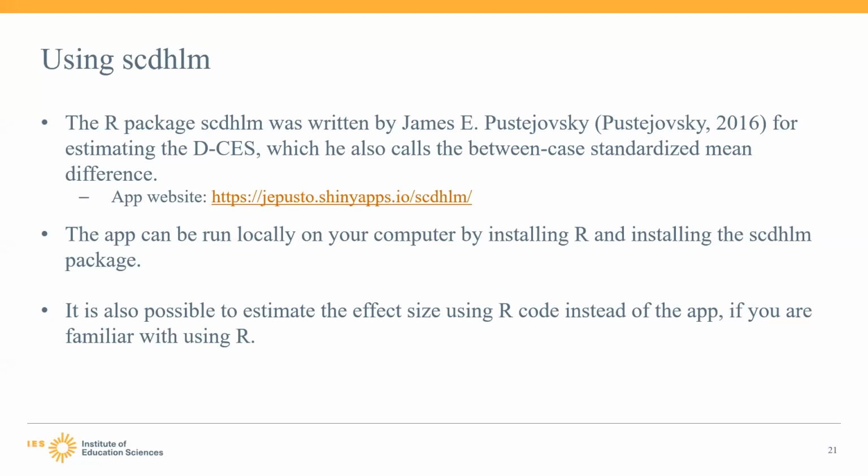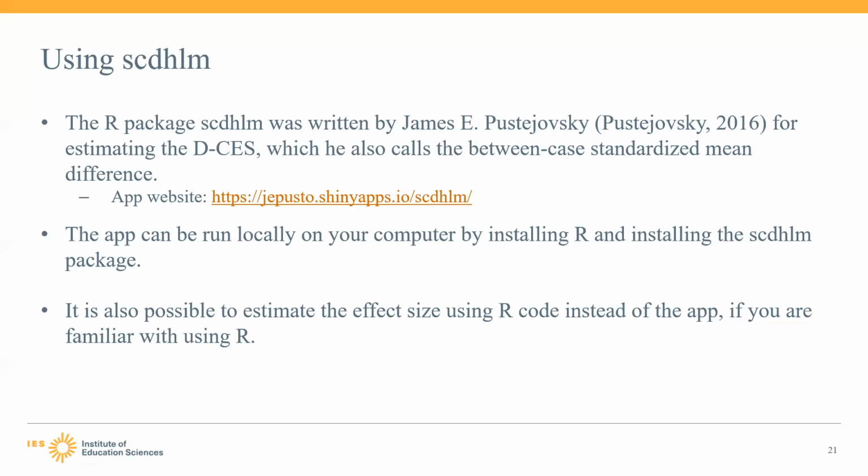In a moment, I'm going to demo the SCD HLM Shiny app. Before I do, I just want to note this app is produced by Dr. James E. Pustejovsky for estimating the design comparable effect size. James Pustejovsky also calls this the between case standardized mean difference, or the BCSMD. They are exactly the same thing. There's no difference, so don't be confused by the differing terminology.